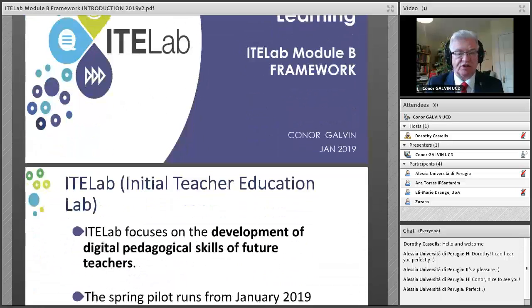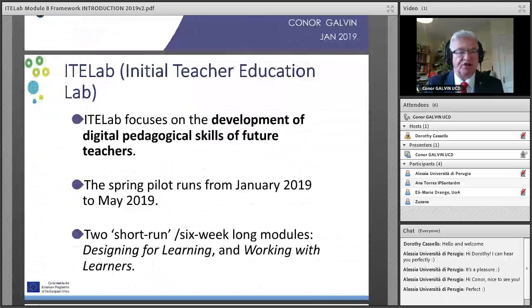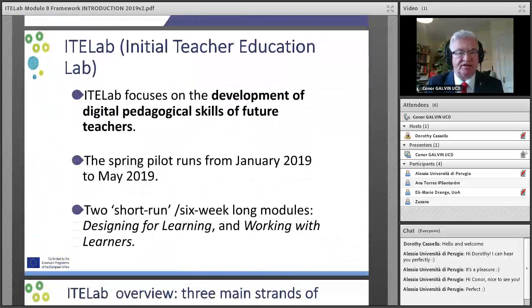More importantly, I suppose, I should say it continues as well as changes a number of the directions we've been working with. It continues the focus that we have in relation to developing digital pedagogical skills for future teachers. That's more or less the keynote that marks all of the modules, whether they are short run or the longer run modules.